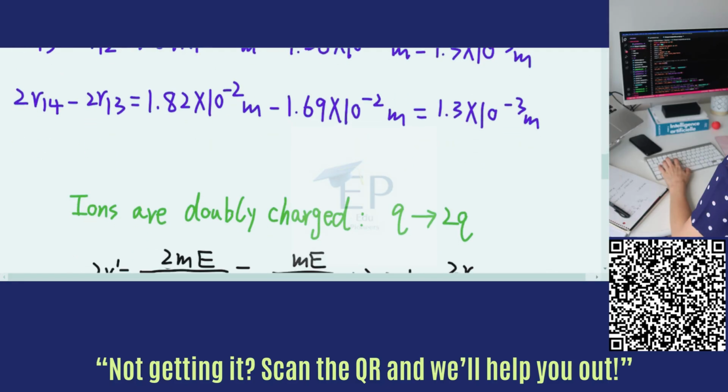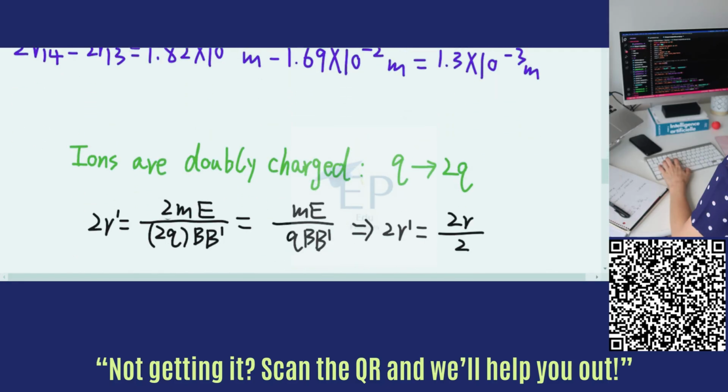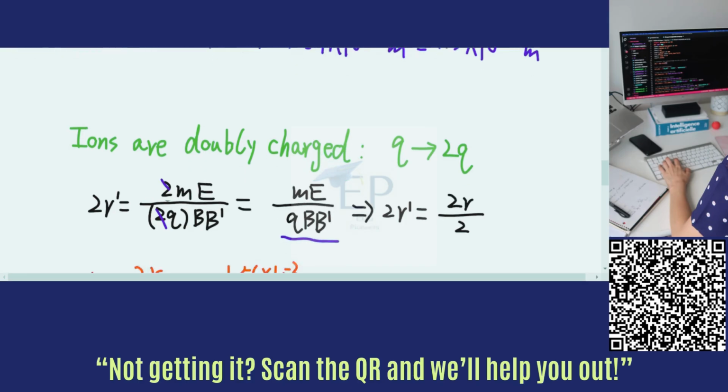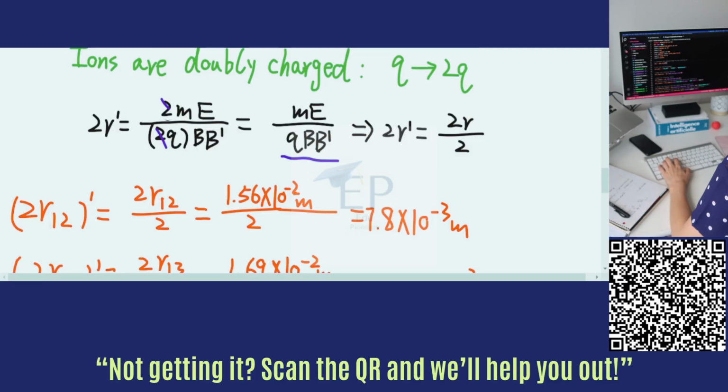So now we are told that the ions are doubly charged, so we have Q is equal to 2Q now. So we have a new 2R here, which is 2R prime, is equal to 2ME over 2Q BB prime. As you can tell, 2 can be cancelled out, and this will give us 2R prime is equal to ME over QBB prime. So we have 2R prime is equal to the initial distance 2R over 2. So we have 2R12 prime is equal to 2R12 over 2, which is equal to 7.8 times 10 to the power of negative 3 meter.